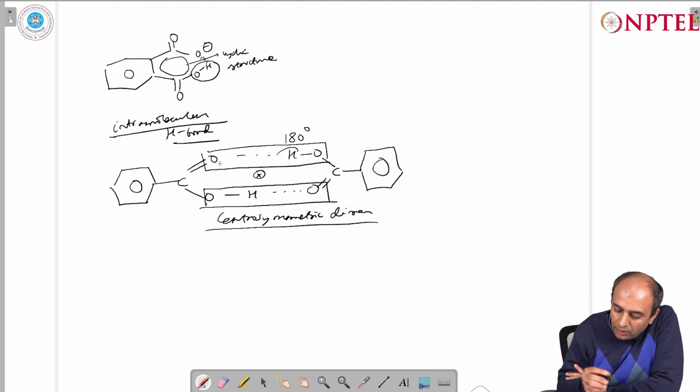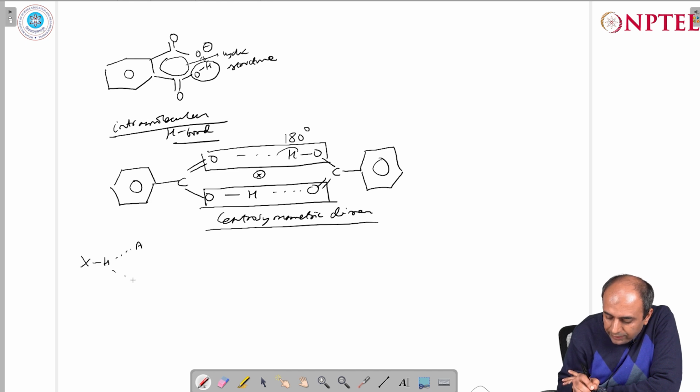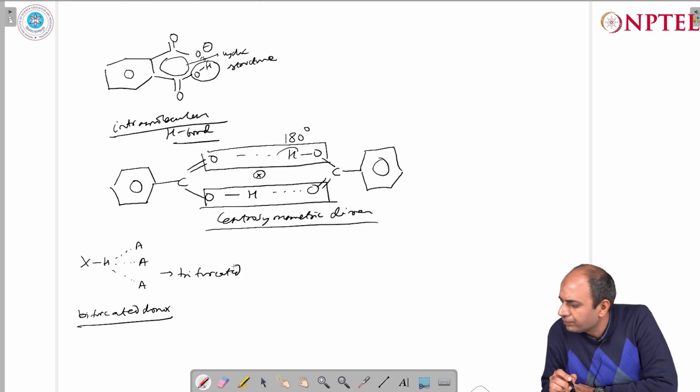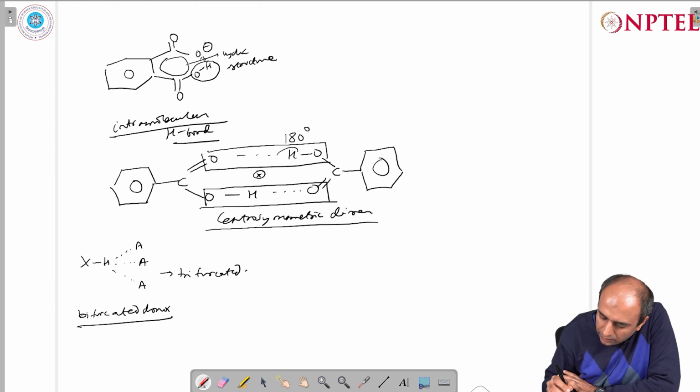So these kinds of interesting situations exist with respect to hydrogen bonds, and in this regard we have different classifications of hydrogen bonds, and different types of hydrogen bonds. For example, we can have a donor atom which can interact with two different acceptors. These are referred to as a bifurcated donor. You can also have three acceptors. In that case you will say trifurcated donor.